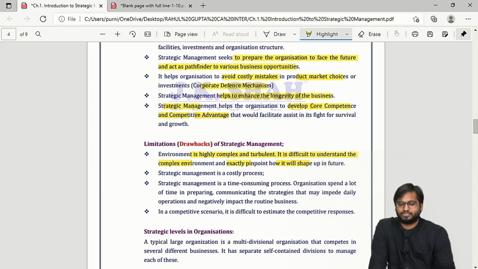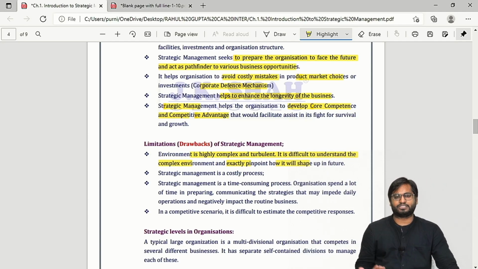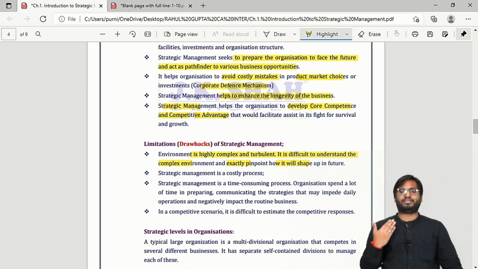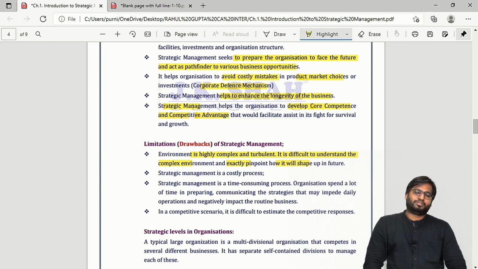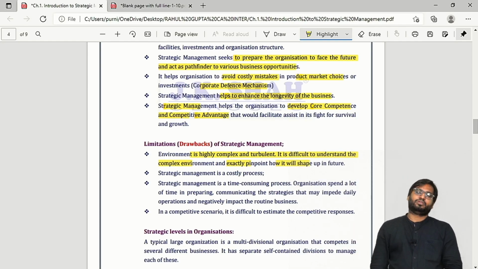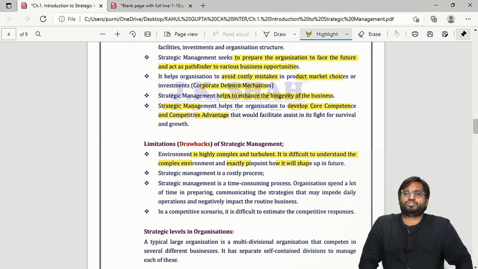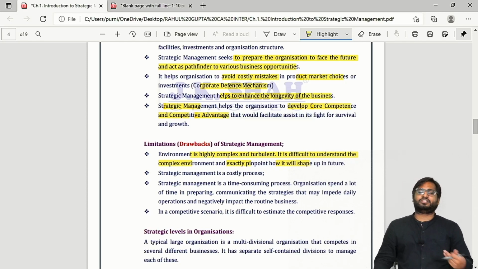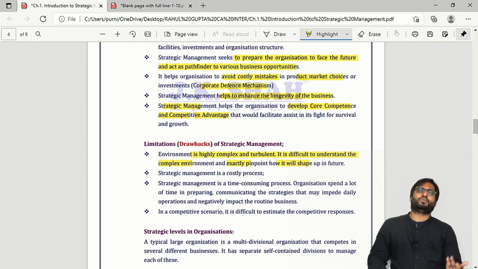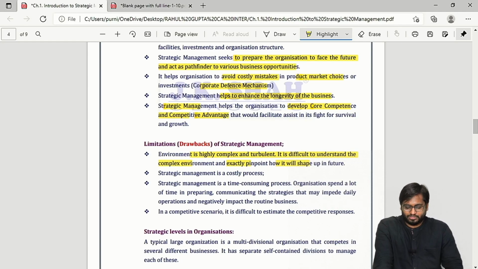Next point. Strategic management is a costly process. You'll have to hire consultants and experts who will analyze the environment, internal and external, and depending on that, they will frame some strategies and help you implement them. On top of it, it is a time-consuming process. Do you think we'll be able to decide in one day whether there is an opportunity or a threat, or come up with a new strategy? No, it requires weeks and months of hard work and effort. Then only we can find out. So it is a time-consuming and costly process.